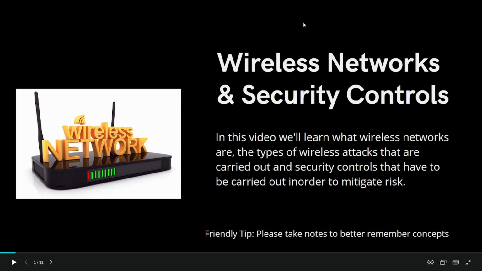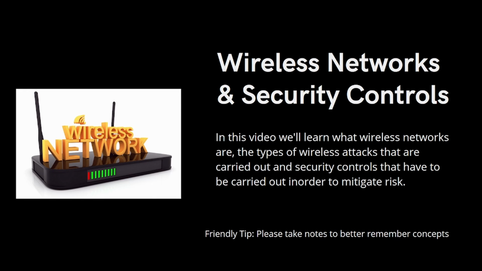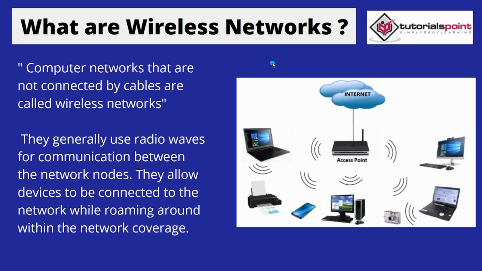In this video, we'll learn what wireless networks are, the types of wireless attacks that are carried out, and the security controls that have to be carried out in order to mitigate risk. To begin with, what are wireless networks? They are computer networks that are connected by radio waves. They are called wireless networks. They generally use radio waves for communication between the network nodes. They allow devices to be connected to the network while roaming around within the network coverage area.